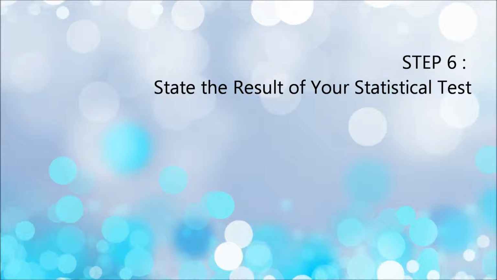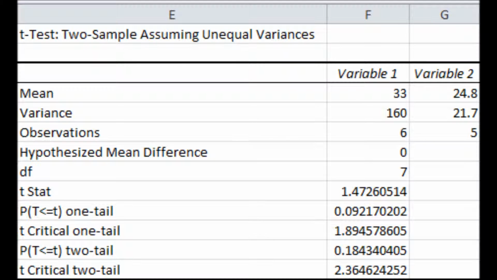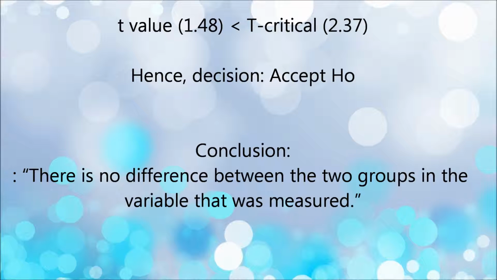Step 6. State the result of your statistical test. The result follows the exact same format that we found for the one-group t-test in the previous lesson. From the result table, we now know that the t-value is 1.47, and the t-critical two-tail is 2.36. Therefore, the t-value is less than the t-critical value. Since the absolute value of t that we found in the t-stat is less than the critical value of t, we accept the null hypothesis. The conclusion is simply that there is no difference between the two groups in the variable that was measured.